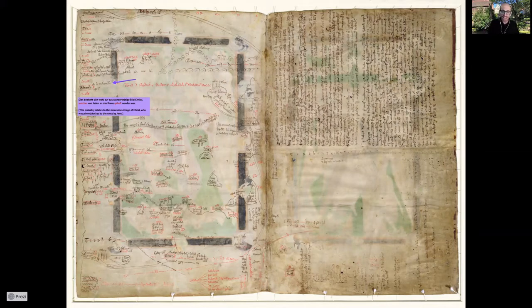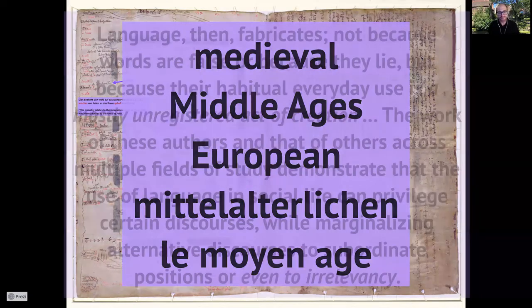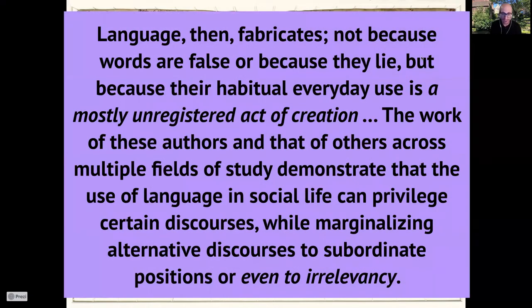This sleight of hand is happening in the use of the terms medieval, Middle Ages, and European, of Mittelalterlichen, Le Moyen Âge, and on. Following Michel Foucault's work on discourses, my Chico State colleague Michael Coyle articulates this phenomenon well. He says, language then fabricates, not because words are false or because they lie, but because their habitual everyday use is a mostly unregistered act of creation.